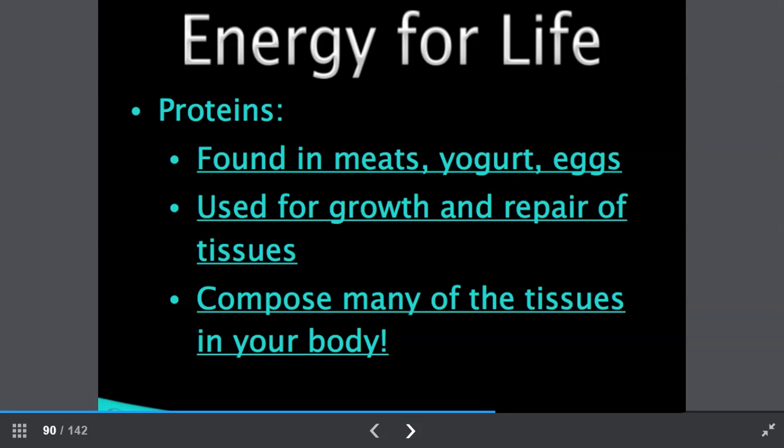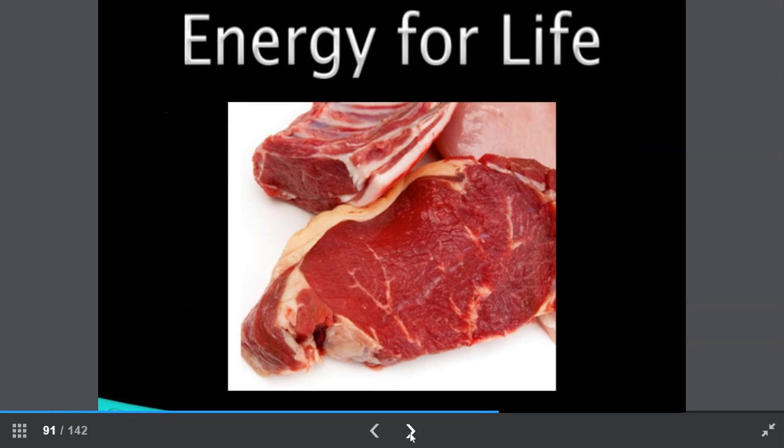They are used for growth and repair of tissues. Proteins compose many of the tissues in your body. Here's an example of a protein in the form of beef. Remember, the cow gets its energy from eating the plants that get their energy from the sun. We get our energy from eating the cow.